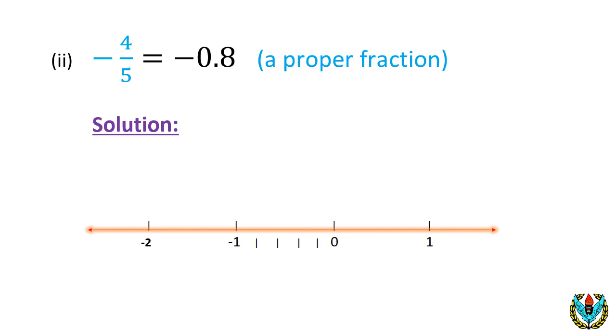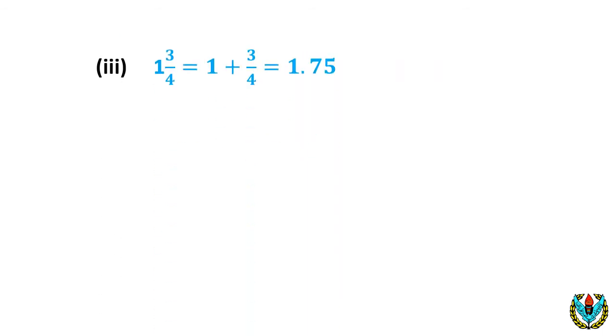Because this number is negative, it will be on the left-hand side of 0. Because the denominator of this number is 5, we will divide the area between 0 and minus 1 into 5 equal parts. Because its numerator is 4, we count 4 lines from 0, and the arrow shows the position of the number minus 4 by 5. Part 3, 1 whole number 3 by 4, which is equal to 1 plus 3 by 4 and is equal to 1.75.